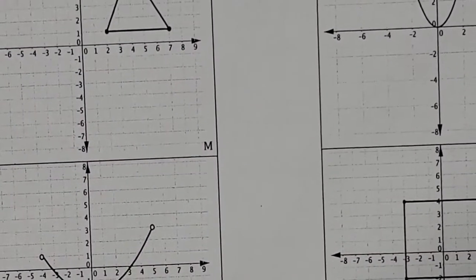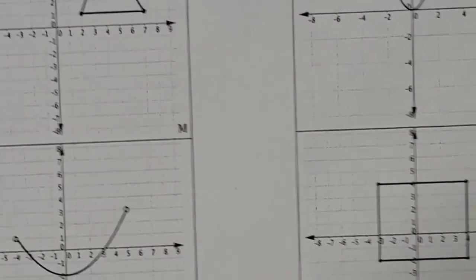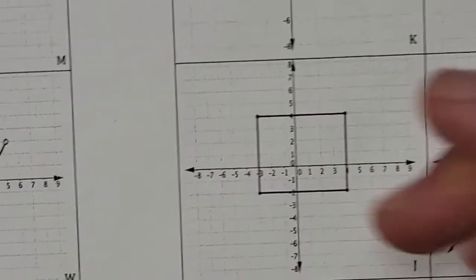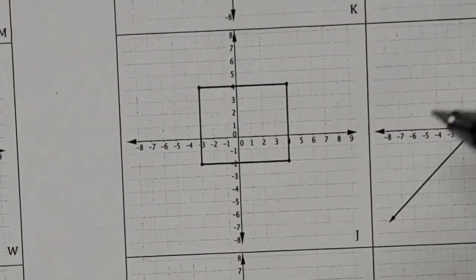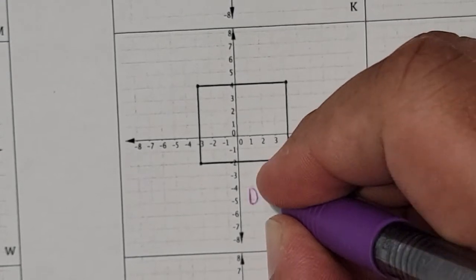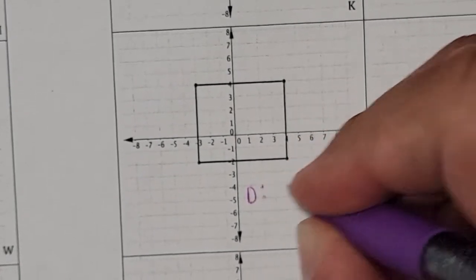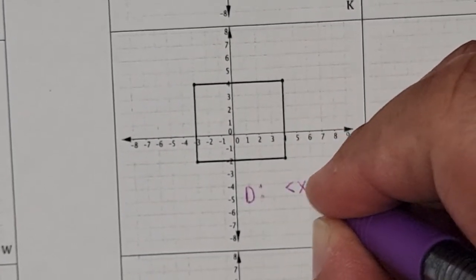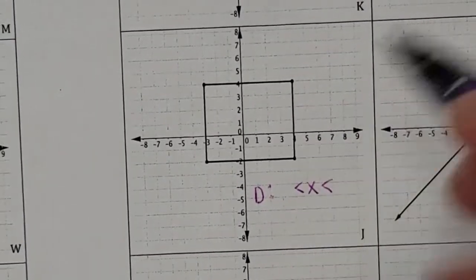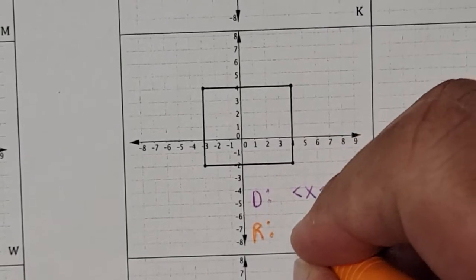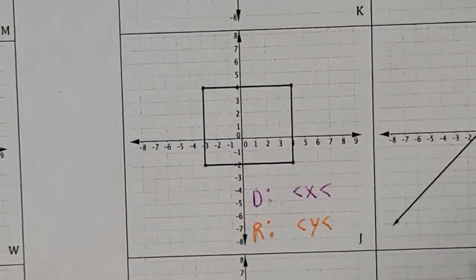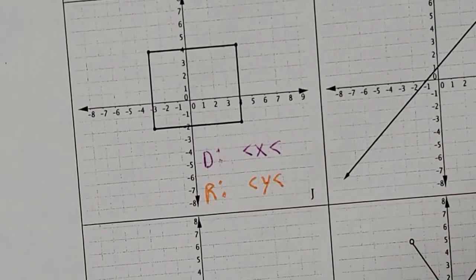Alright guys, so this is a help video for the domain and range. So let's go ahead. I would say the easiest one would probably be the J. In all these, we're going to do domain with our setup of less than x less than. And the range, I'm doing a different color, is going to be the less than y less than. All we need to do is put the numbers where they belong.